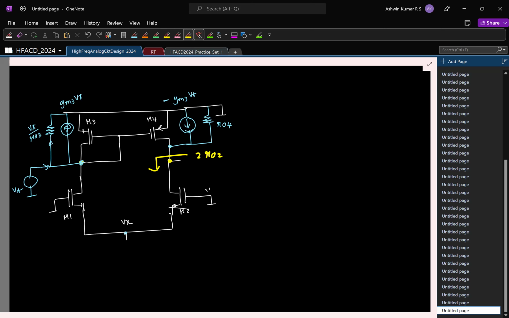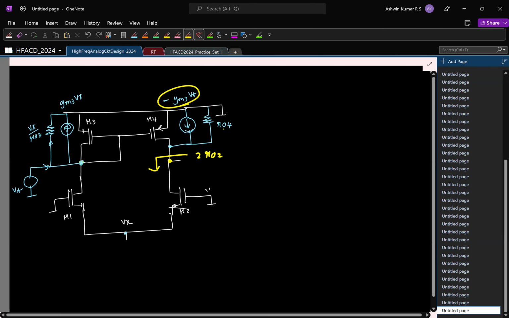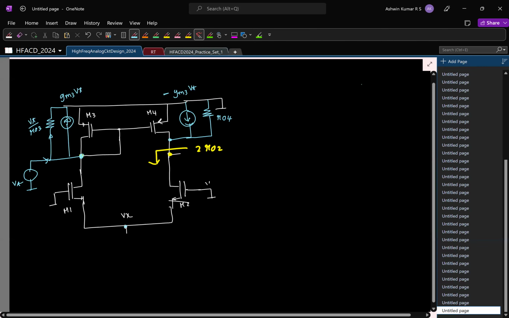Now it's a current division. This current splits between these two resistors. So what is the current Ix here? Minus GM3 VT is the current times the current division factor. Just a second, so everything went off. So Ix is minus GM3 VT times current division.